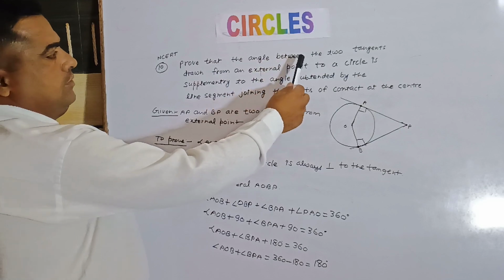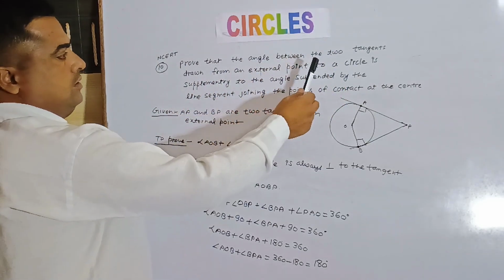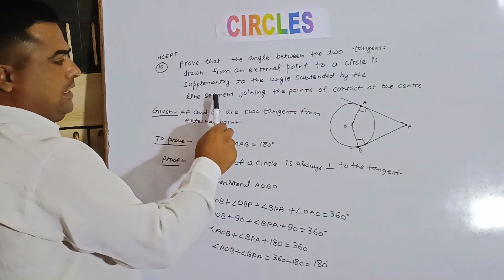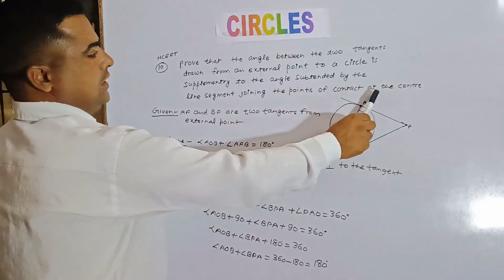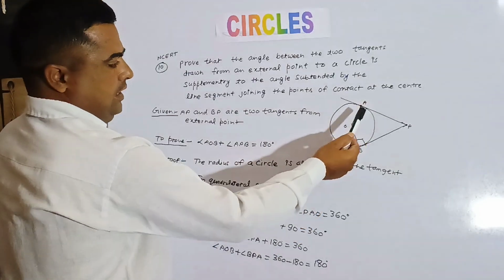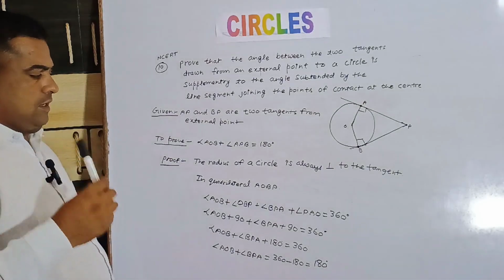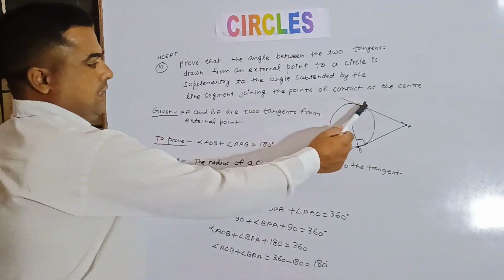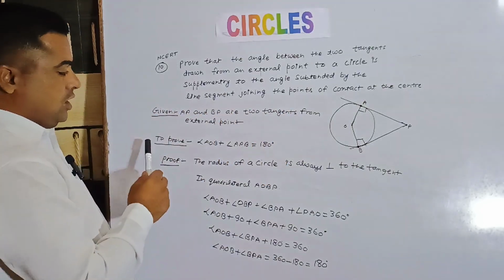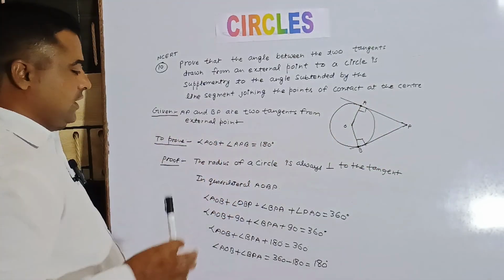Prove that the angle between two tangents drawn from an external point to a circle is supplementary to the angle subtended by the line segment joining the points of contact at the center. Students, we have to show the sum of angle AOB and angle APB will be 180 degrees. We have written here, given: AP and BP are two tangents from an external point. To prove: angle AOB plus angle APB will be 180 degrees.